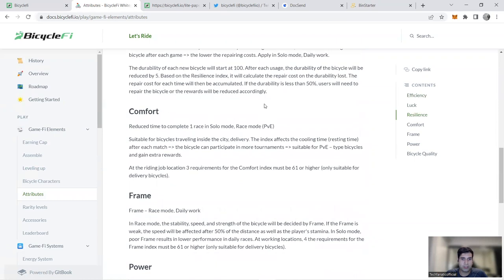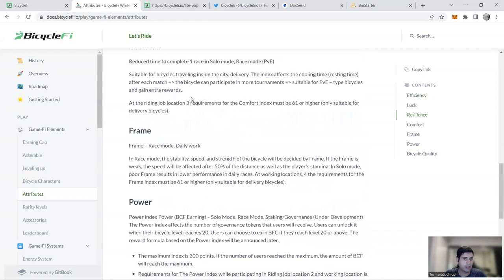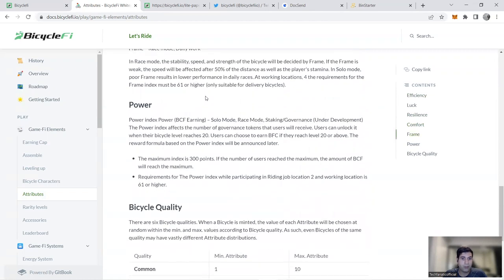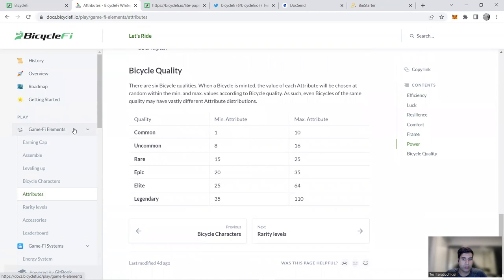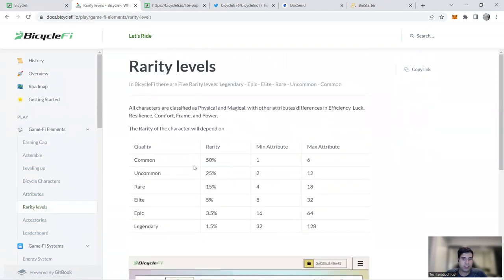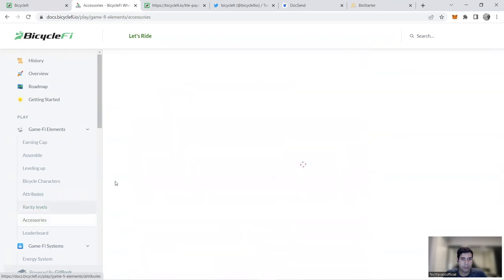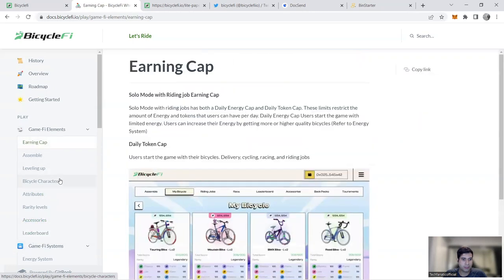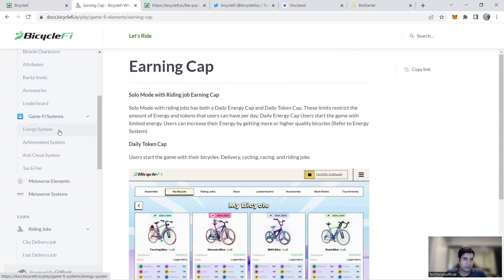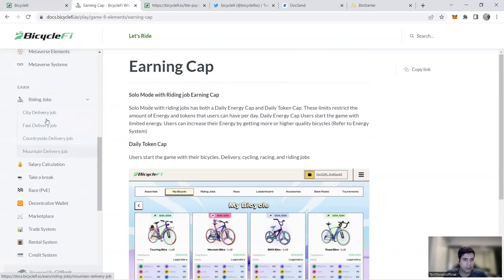Comfort is when you're traveling in the city or different environments, the comfort level is different because it depends on the environment and the type of bicycle. Frame is basically more of a stability function. Power is how fast you can go, and the more distance you can cover, the more tokens you can earn, obviously. And then you have the quality as well. I've already mentioned the rarity levels from common all the way to legendary and the percentage of the attributes. You've got accessories and leaderboard system as well. And they've got energy system, anti-cheat system, tax system, and metaverse elements as well.